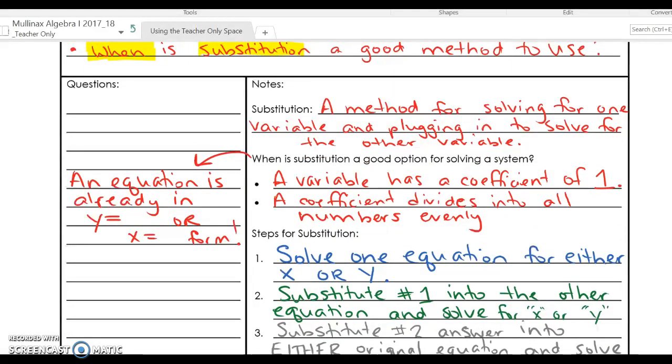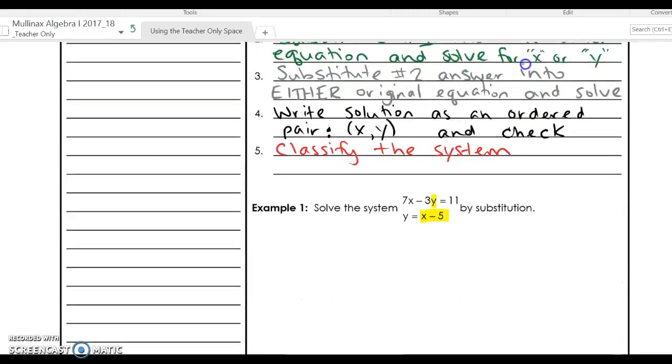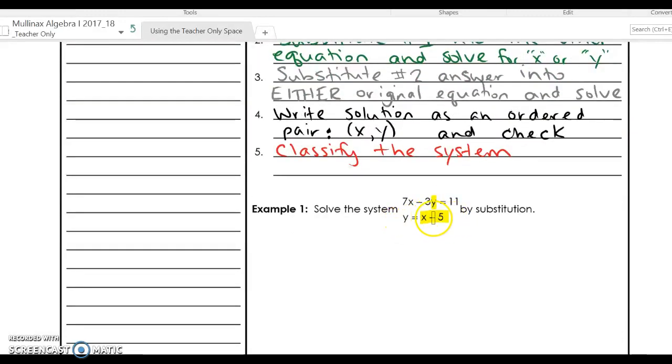So substitution is when you already have an equation that's solved for a variable. Like here, we already have an equation that's solved for y. We know what y equals. This is easy to use substitution. This is when you definitely want to use substitution because you know what to substitute.